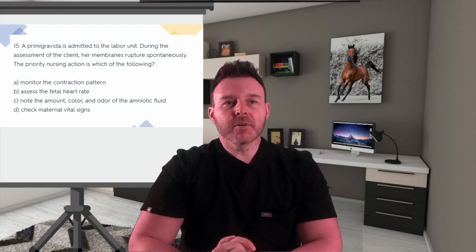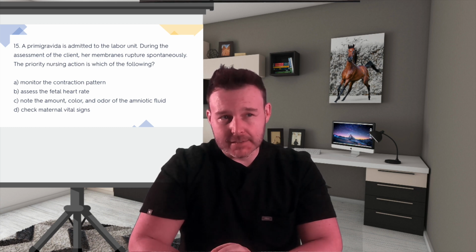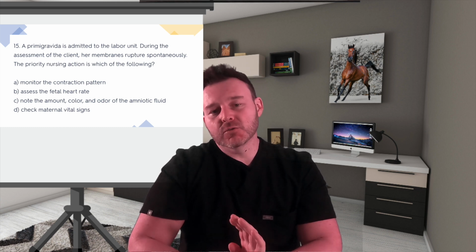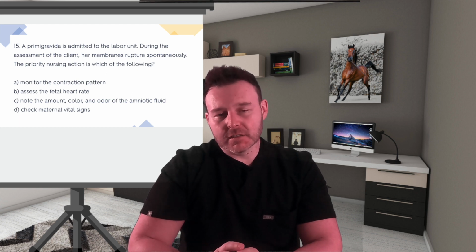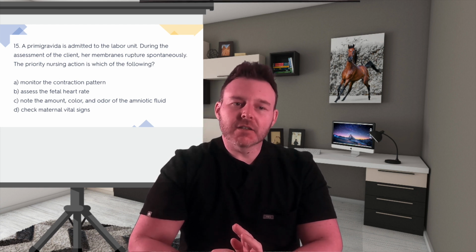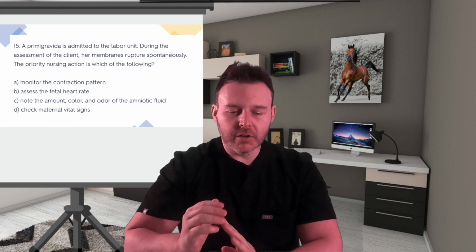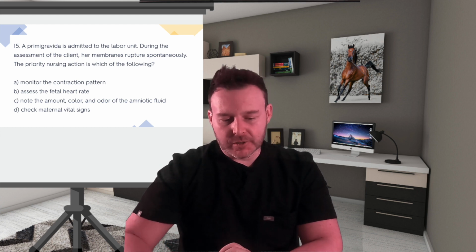We have a primigravida admitted to the labor unit. During the assessment of the client, her membranes rupture spontaneously. The priority nursing action is which of the following? A, monitor the contraction pattern. B, assess the fetal heart rate. C, note the amount, color, and odor of the amniotic fluid. D, check the maternal vital signs. So what are you going to do if this membrane suddenly ruptures?